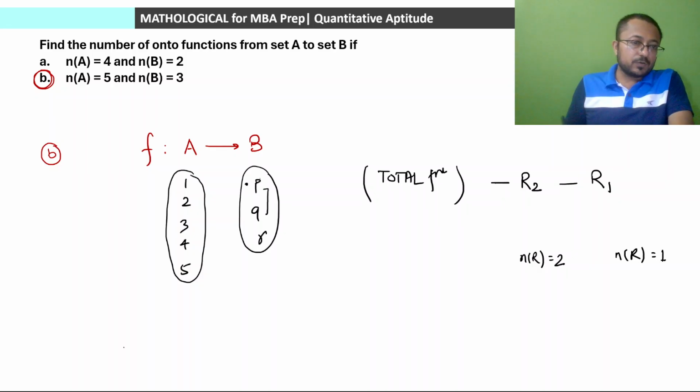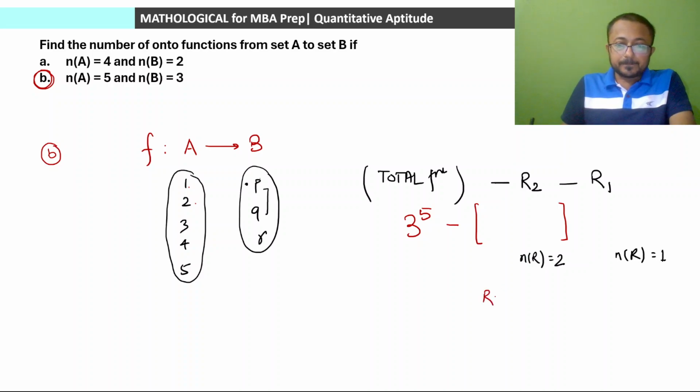Total functions कितने होंगे? Total functions तो simple है, because for every element of the domain we have three choices and total elements in domain are 5, so 3 to the power 5 will be total number of functions. Minus, now we have to subtract those cases when range is containing exactly two elements. So since range is containing two elements, first of all we have to select those two elements. कि कौन से दो elements range contain करेगी?